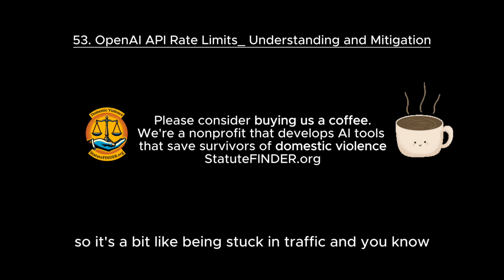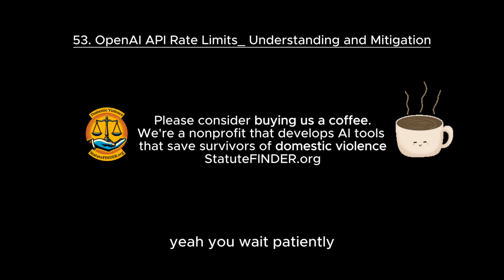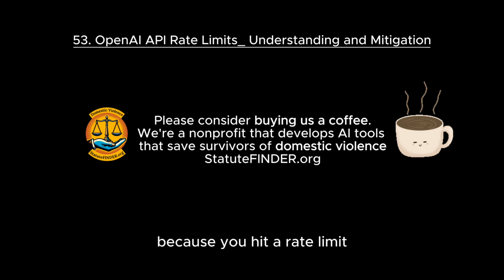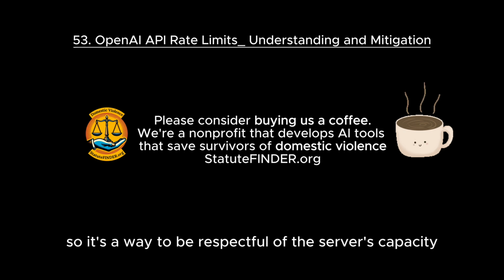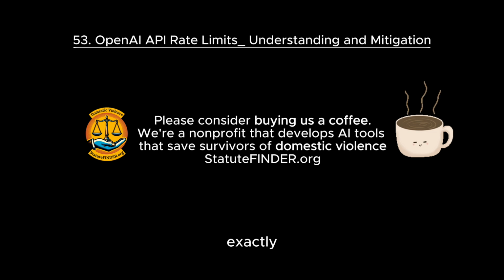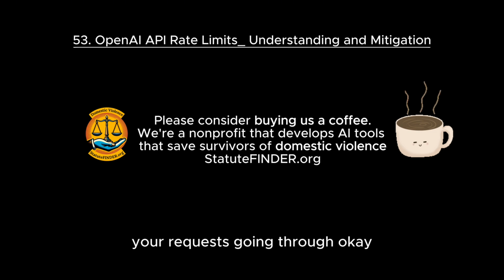So it's a bit like being stuck in traffic. Instead of honking your horn and making things worse, you wait patiently, gradually increasing the time between retries. So let's say your request fails because you hit a rate limit. With exponential backoff, you try again after a short delay. And then if it fails again, you wait a bit longer, and so on. So it's a way to be respectful of the server's capacity and avoid overwhelming it with repeated requests. Exactly. It's a smart way to handle rate limits gracefully and increase the chances of your requests going through.